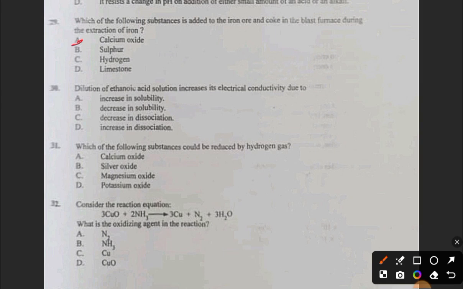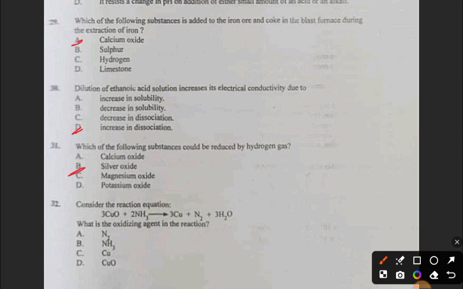30. Dilution of ethanoic acid solution increases electrical conductivity due to A, increase in solubility, B, decrease in solubility, C, decrease in dissociation, D, increase in dissociation. The answer to question 30 is D, increase in dissociation. 31. Which of the following substances could be reduced by hydrogen gas? A, calcium oxide, B, silver oxide, C, magnesium oxide, D, potassium oxide. Answer to 31 is B, silver oxide.